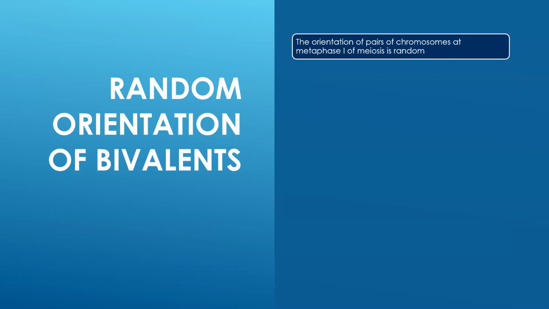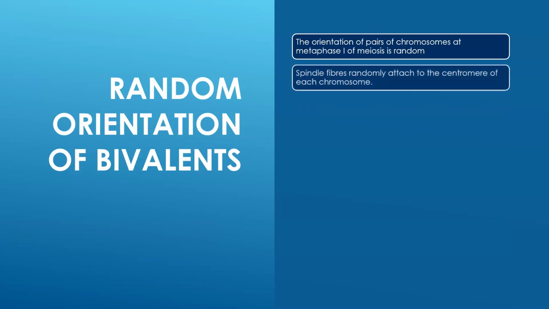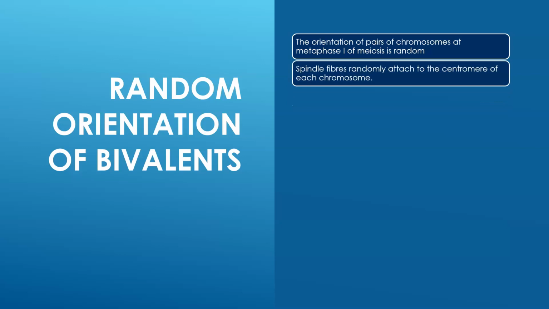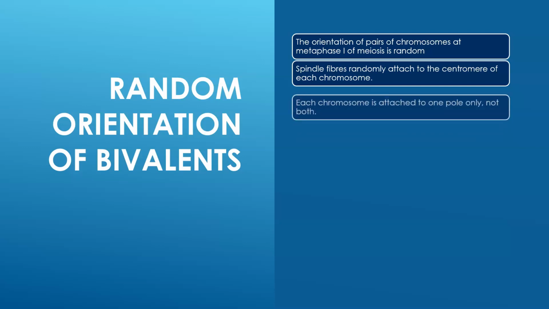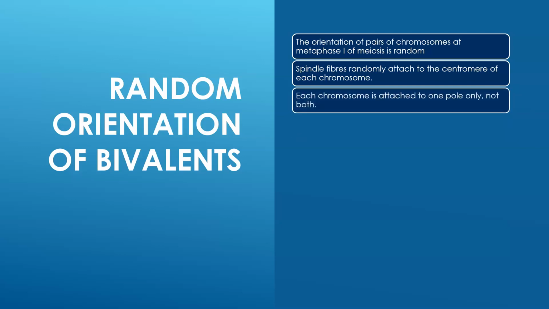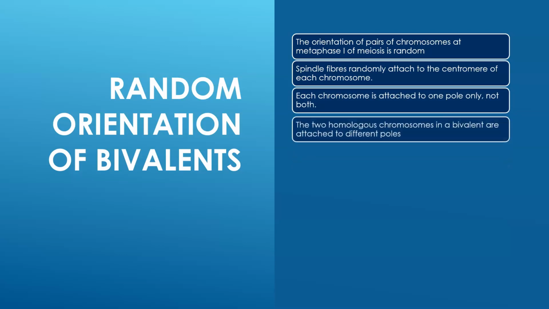Now, remembering that our chromosomes have lined up along that equator, we call this random orientation of bivalents. So we know our bivalents are our homologous pairs. Random orientation means exactly what it says, random orientation. So the spindle fibers attach to the centromere of each of the chromosomes. Each chromosome is attached to one pole only, not both.